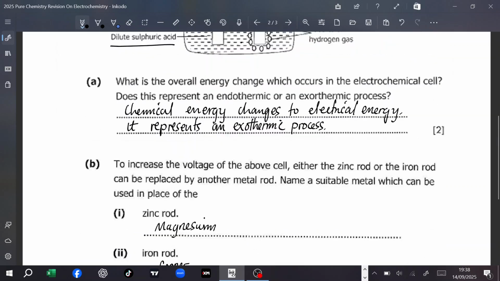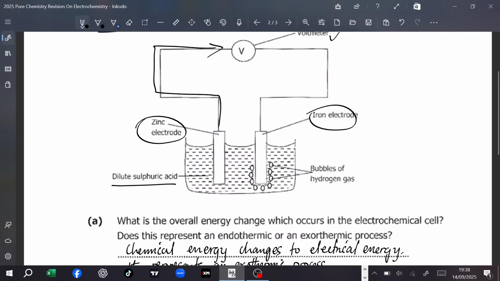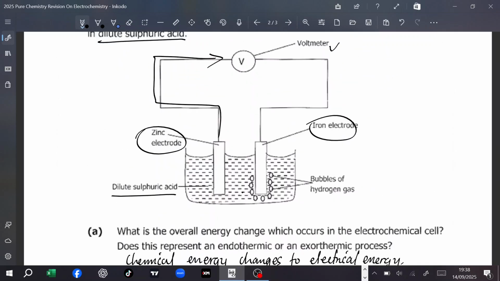write an equation for the reaction occurring at the iron electrode. So here they already even gave us bubbles of hydrogen gas. Since they gave us bubbles of hydrogen gas, it means that it is actually hydrogen gas coming out. They even gave us a clue.